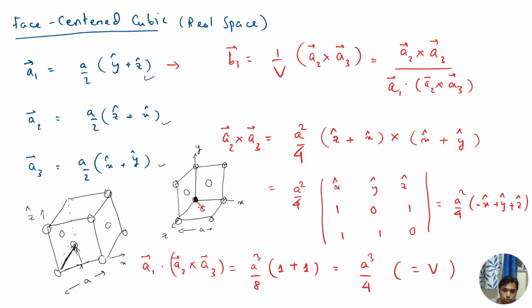So this is one unit vector, from here to here, and this is another unit vector. So this is one vector. These are the three, A1, A2 and A3. Once you have this, and when you put back, you do the same calculation: you find A2 cross A3, and then A1 dot A2 cross A3, and you get V equal to A cube by 4.